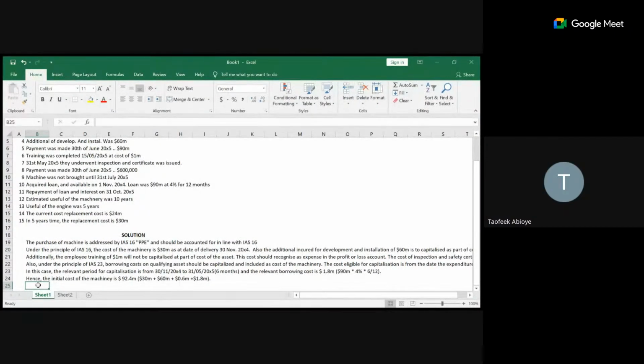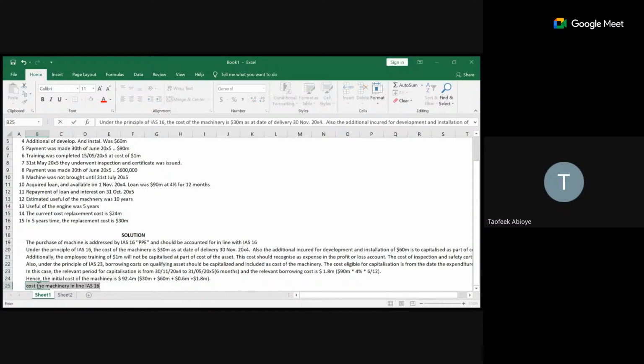In line with IAS 16, the machinery is depreciated when it is available for use. When the asset is available for use, that's when we start depreciation. So that's the problem of this question sometimes. Sometimes we can make mistakes.